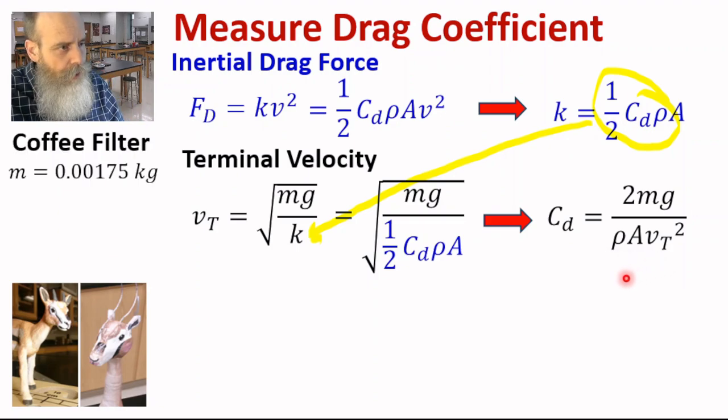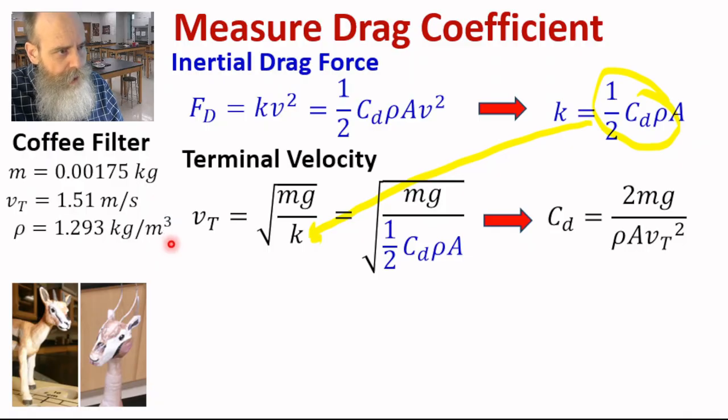For the coffee filter, m was 0.00175 kilograms. Vt, as we measured, was 1.51 meters per second. Density of air is 1.293 kilograms per meters cubed. And the radius of the cross-sectional area of the coffee filter was 0.075 meters.